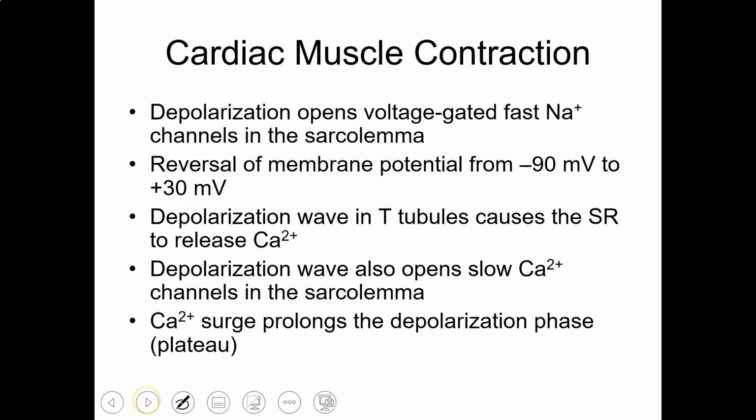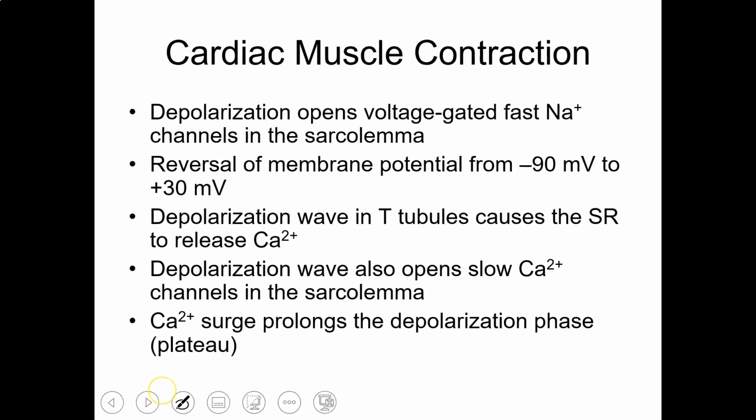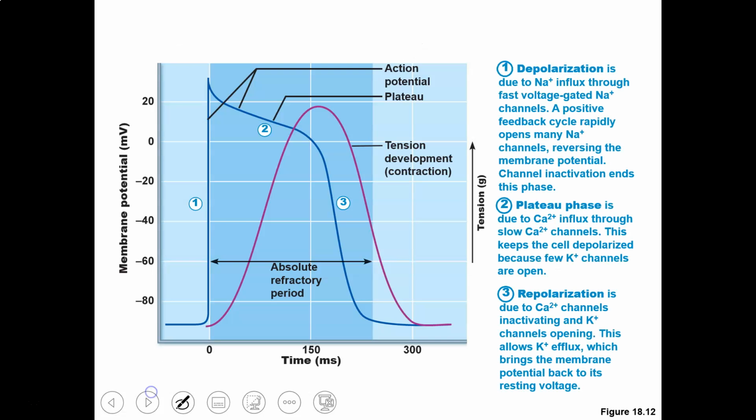Now, there's some difference here between cardiac action potential and skeletal muscle action potential. There's a really long absolute refractory period because of calcium influx. This is stuff that we talked about in AMP1, so I'm not going to spend a whole lot of time here. Here's the graph. Here's our cardiac action potential.